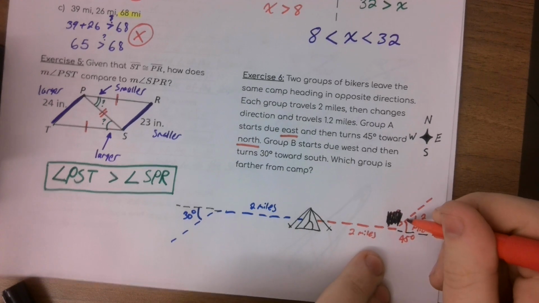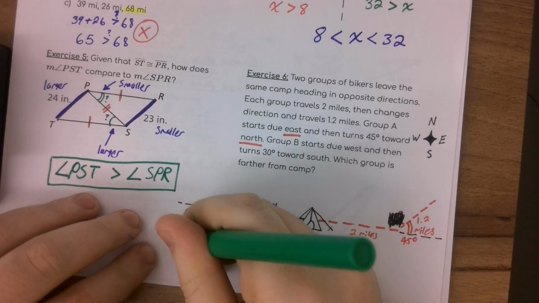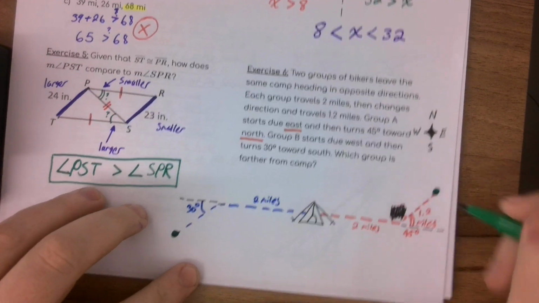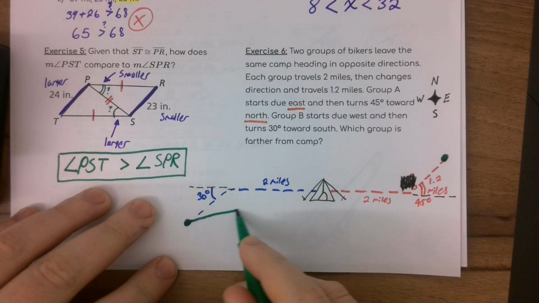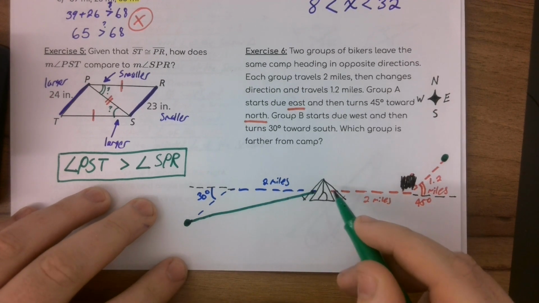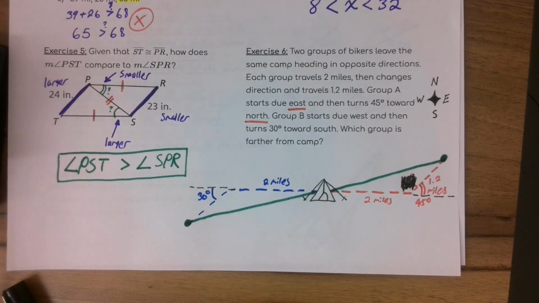And we need to figure out exactly which group traveled further. To figure out which group traveled further, let's complete these as triangles. So here are their endpoints. We know that this distance is the distance for this group. This is the distance for this group. From our diagram, it looks like group B traveled a little further, but we have to prove it. So we're really dealing with these triangles here.